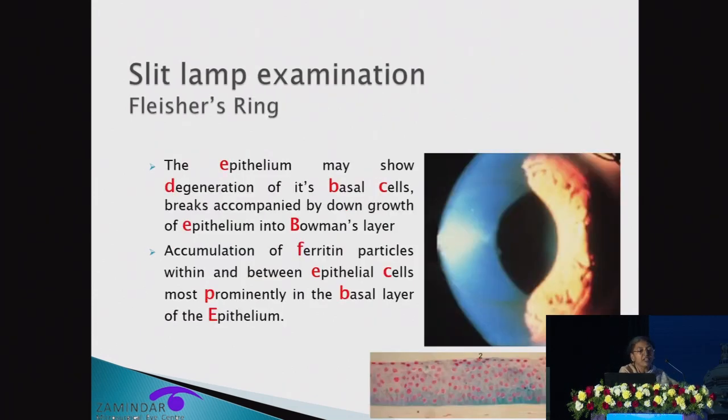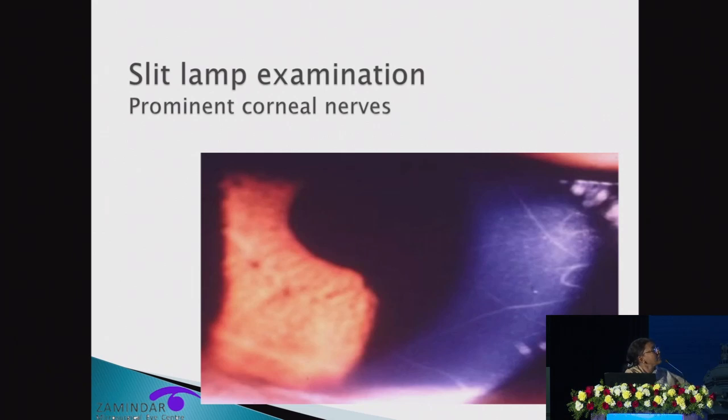Coming to the Fleischer's ring, early Fleischer's ring is best seen on cobalt blue filter, or even a red free filter or the green filter can be used. It hallmarks where the extent of the cone is. It is the deposition of iron or the ferritin particles which are deposited in the basal layers of the epithelium, the topmost layer. These are the prominent corneal nerves which are seen very commonly in case of keratoconus. They can be seen in a normal individual also, but are more prominent in cases of keratoconus.